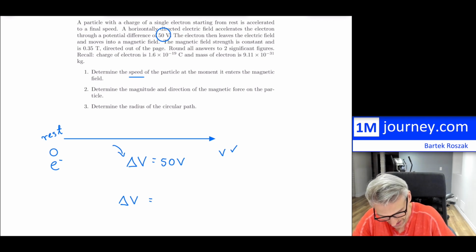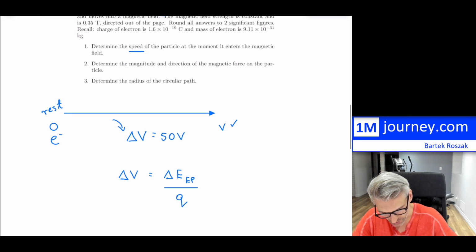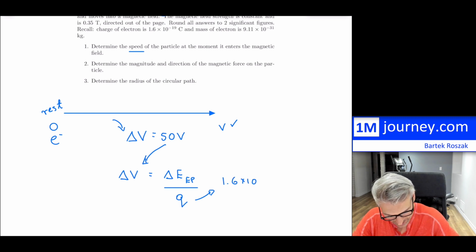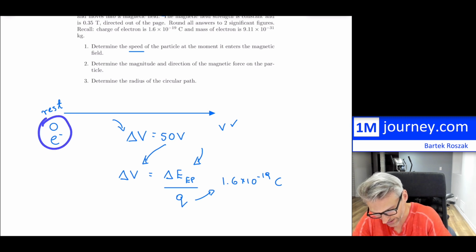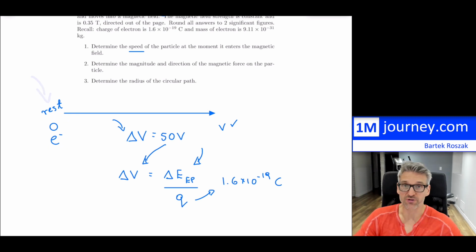So recall that this is nothing else but the amount of electric potential energy that you would be carrying out, divided by the amount of charge, right? So we know this is 50 volts. We also know that this has the charge of an electron. So right from the question, that is 1.6 times 10 to the negative 19 coulombs. So we can find out what potential energy this electron had right here. So that is the amount of potential energy that it carries.